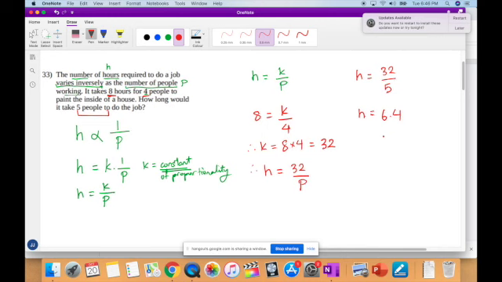Right? So if it takes 8 hours for 4 people to do it, for 5 people to do it, it'll take less time. So you see there that as the number of people went up, the number of hours went down. So it's inversely proportional. So Ariel, with your reasoning and logic, did you get 6.4?